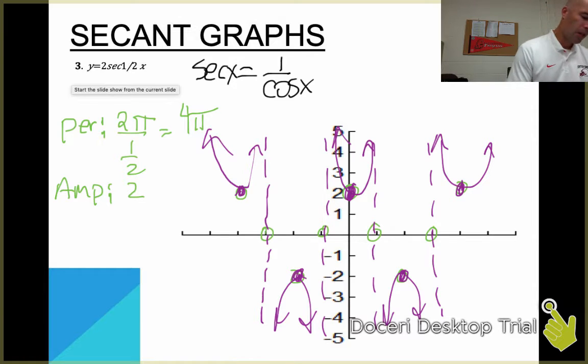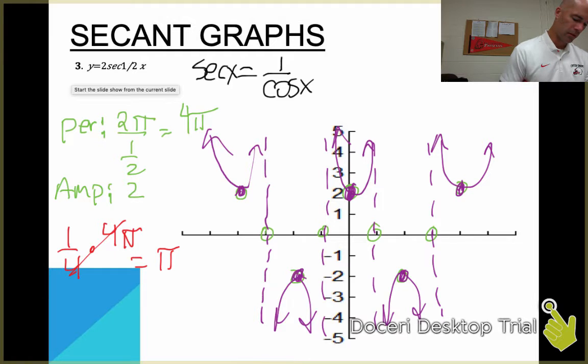All right, good. So last thing we need to talk about here is our tick marks. So we're going to have 1/4 of my period. So that's just going to be pi. So this would be pi, this would be 2 pi, 3 pi, and then 4 pi. Going to the left, negative pi, negative 2 pi, negative 3 pi, negative 4 pi.